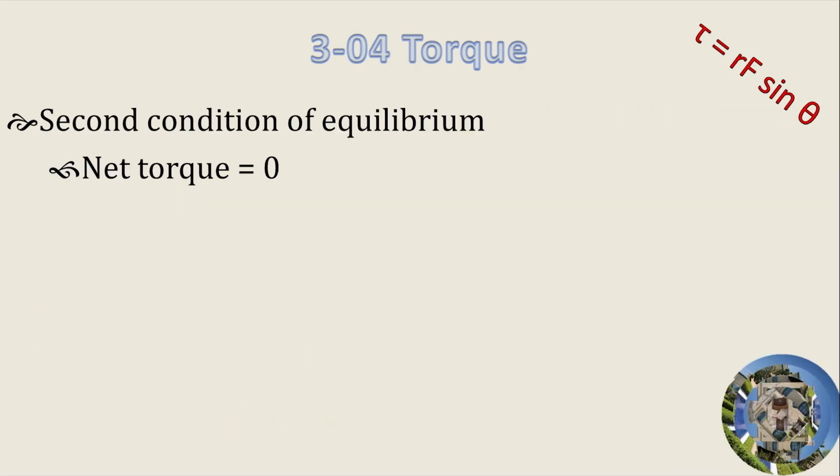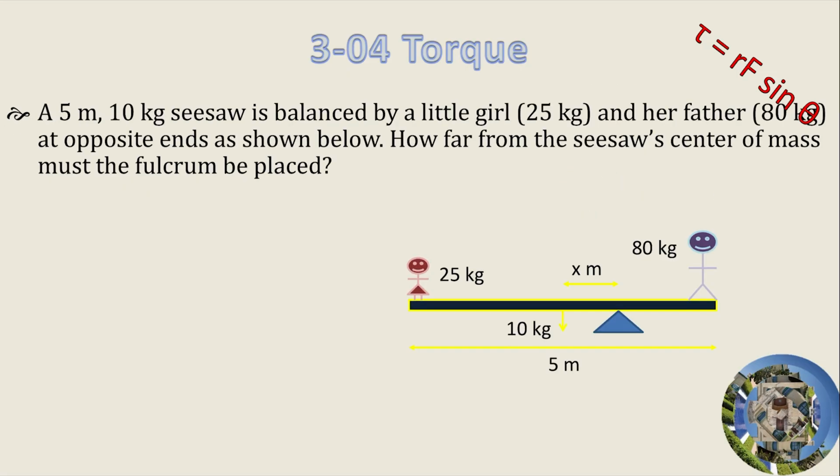So the first condition of equilibrium was that the net force has to equal 0. Our second condition of equilibrium then is the net torque has to also equal 0. That gives you equilibrium. A 5-meter long, 10-kilogram seesaw is balanced by a little girl, who's 25 kilograms, and her father, who's 80 kilograms, at opposite ends as shown below. How far from the seesaw center of mass must the fulcrum be placed?